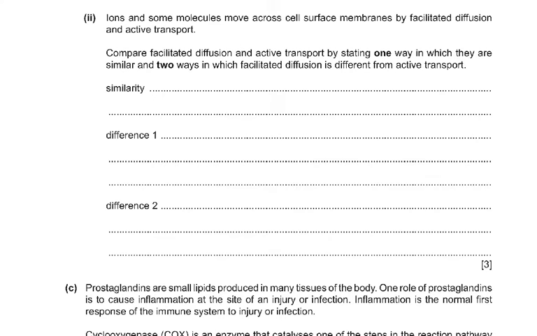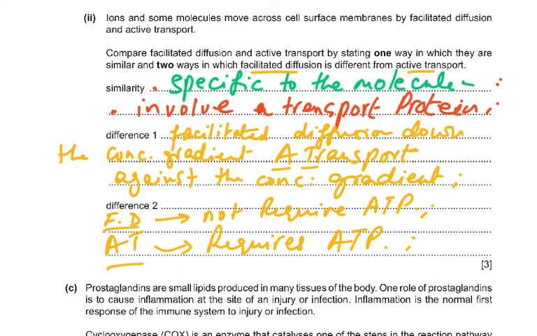Facilitated diffusion is high to low. Active transport is low to high. Facilitated diffusion does not require ATP. Active transport does require ATP. So very simple similarities and simple differences. Now, I've just given some of them briefly, I haven't given all the points. So a similarity is specific to the molecule, both are specific. Facilitated diffusion is only going to be for that sodium ion or for potassium ion or for calcium ions. And both of them involve a transport protein.